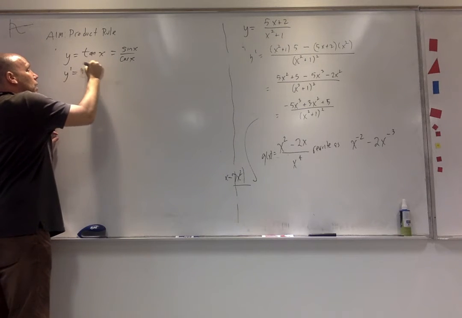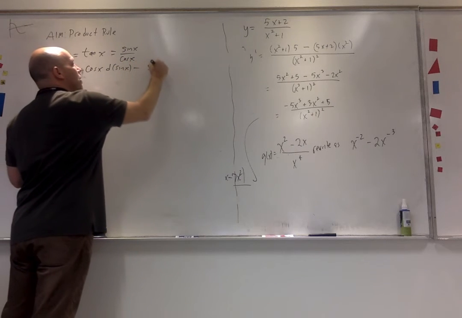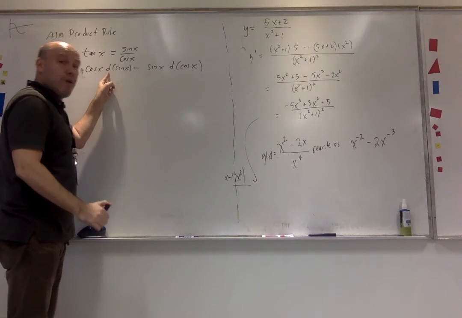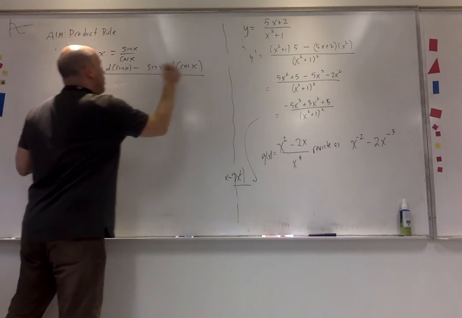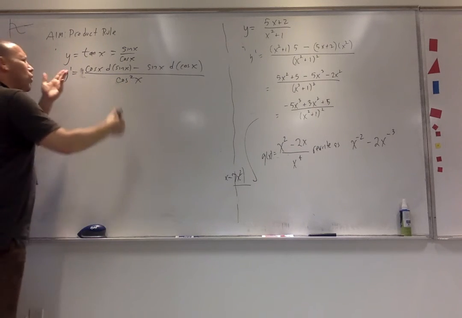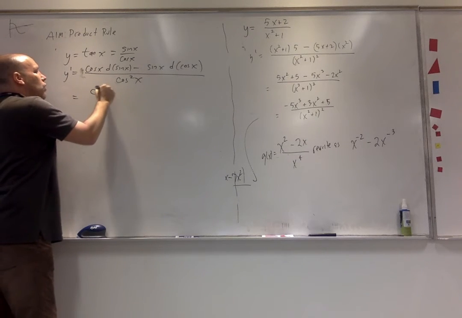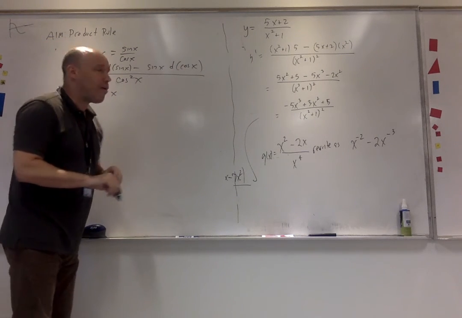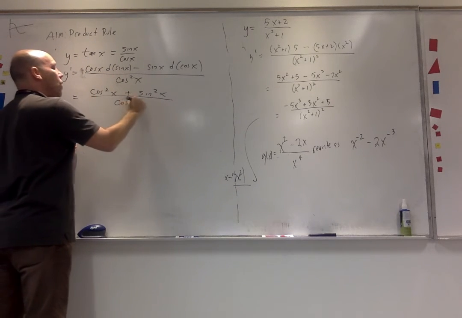Low d high minus high d low. I'm reintroducing this d. It means derivative. All over low squared. Remember this notation. This means cosine squared. Let's fix this up. Well, the derivative of sine x is cosine x. So we have cosine squared x, and then the derivative of cosine is negative sine, right? So we have plus sine squared x over cosine squared x.